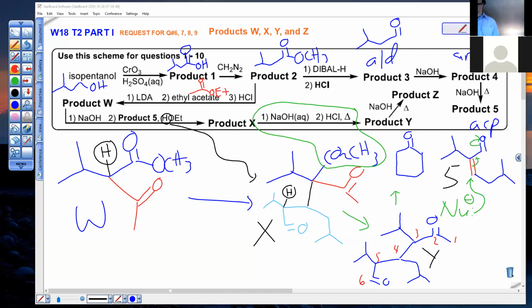And put your numbers on so you don't forget. 1, 2, 3, 4, 5, 6. Double bond between 1 and 6 for the condensation. 1 doesn't have anything else on it. 3 has, don't want this Y to look like part of a group, that's a Y. 3 has an isopropyl.